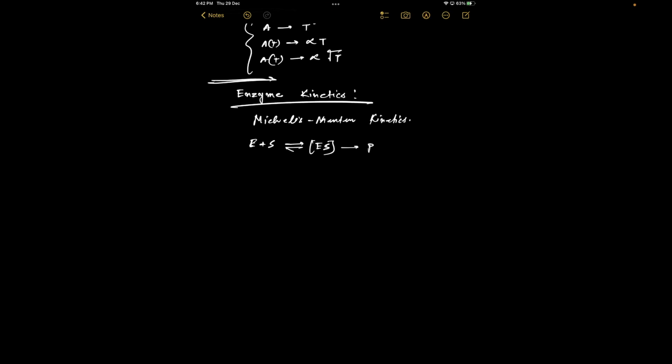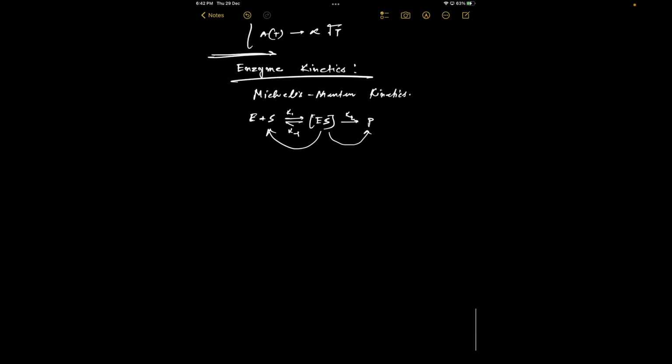So let's say the rate constant for the forward reaction is K1. The rate constant for the backward reaction, that means from ES to reactant molecules E plus S, is K minus 1, and the rate constant for the enzyme substrate complex to product molecule is K2. Okay, so this was the main model. Now from this model we have to find out the rate of enzyme catalysis reaction, that means K2 times ES. We have to find out dP/dt. This is the rate. So how are we going to find it out?